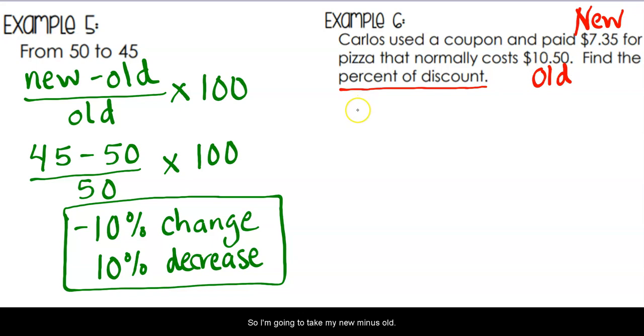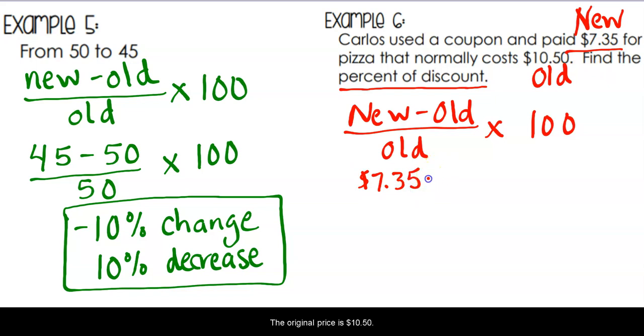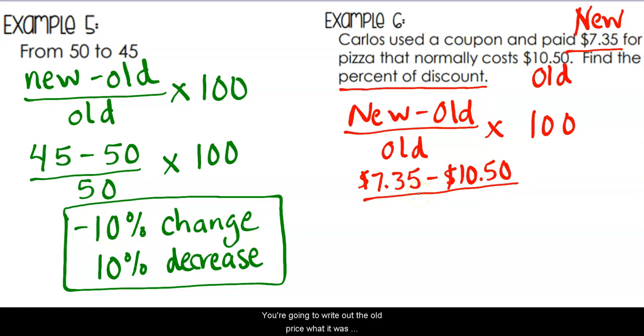So I'm going to take my new minus old, divide it by my old, and multiply it by 100. My new, right here, is $7.35 when the pizza's on sale. The original price is $10.50. So you can think of this as old. You may think of it as original. And then on the bottom, you're going to write out the old price, what it was originally, $10.50, and you're going to multiply that by 100.